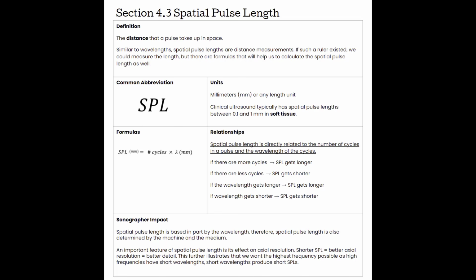An important feature that I've kind of already introduced you to is the fact that spatial pulse length is going to have a major effect on axial resolution. The shorter the SPL usually means the better the axial resolution, and the better the axial resolution means better the detail. So again, this just further illustrates why we really want the highest frequency possible, because high frequencies are going to have shorter wavelengths, are going to produce shorter SPLs, and shorter SPLs improve our resolution.